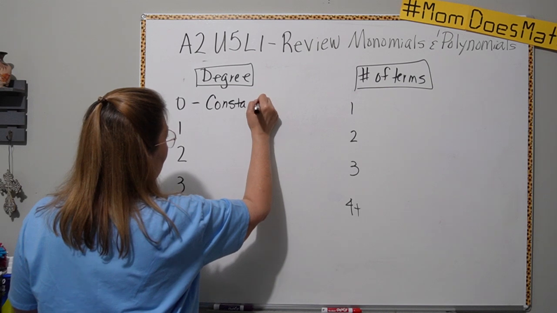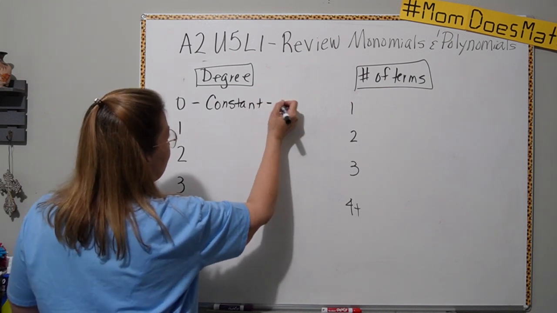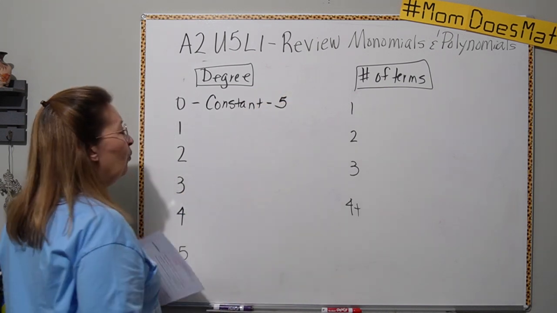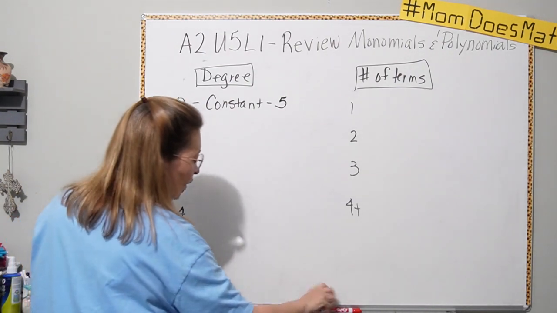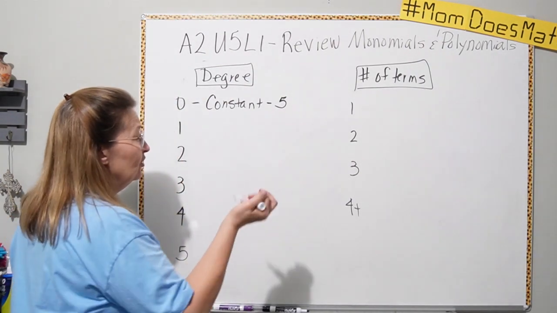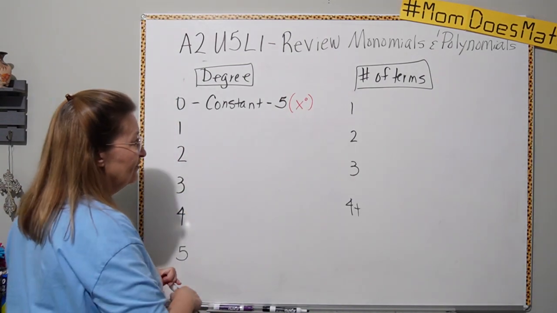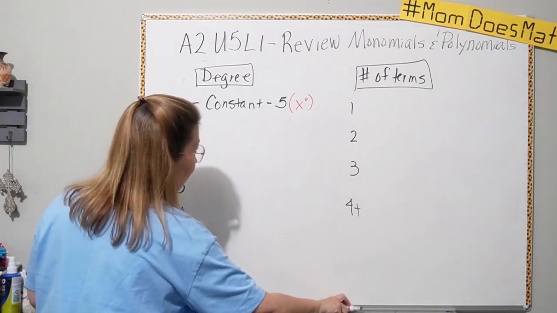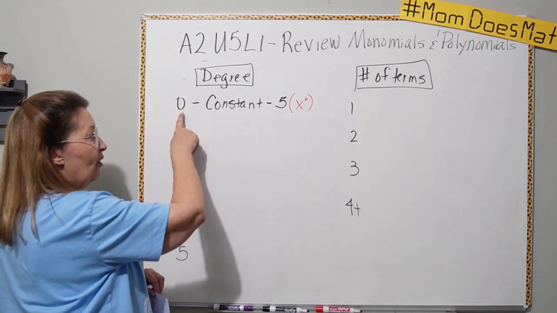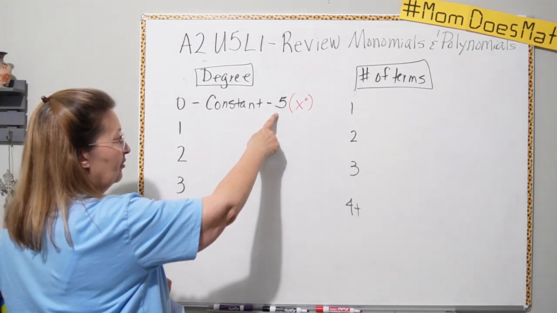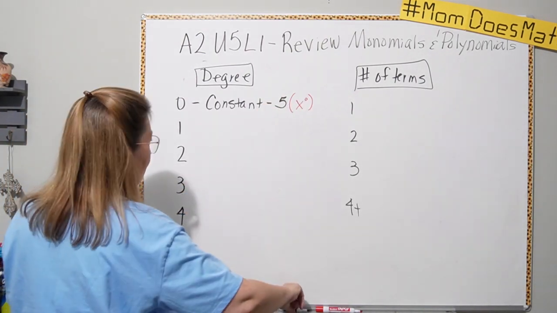Now, how does that work? Well, what's a constant? It's just a number, like 5. Well, why is that degree 0? Well, what you actually have here, you just don't see it. You could say this is 5 times x to the 0 power. So that's why 0 power is a constant. It's just a number because x to the 0 is 1.